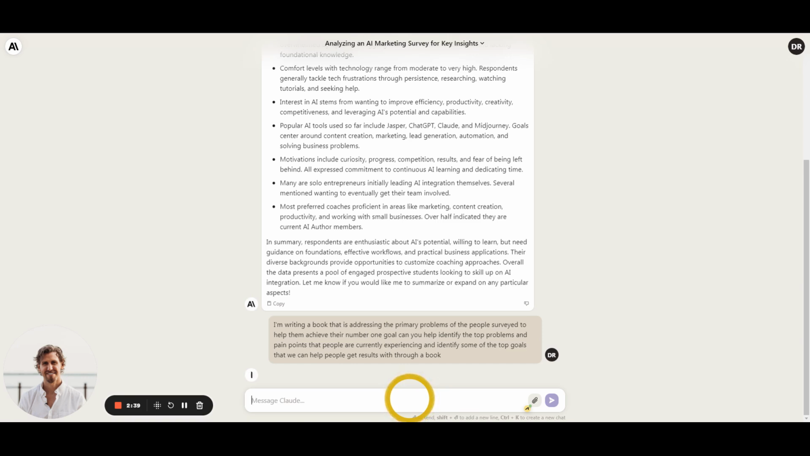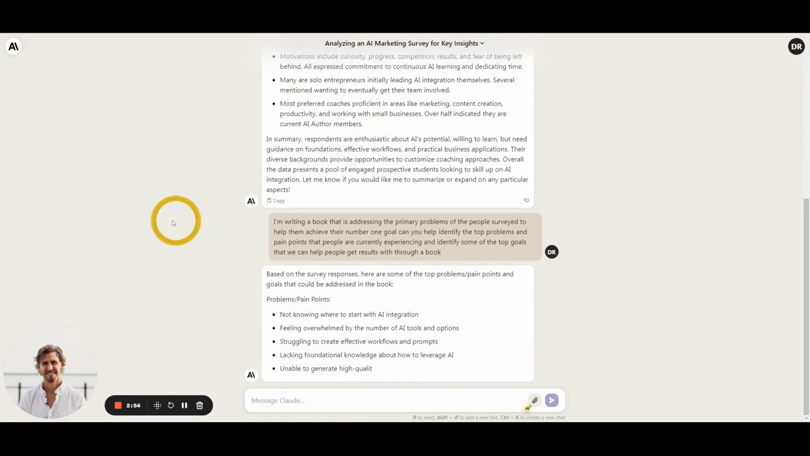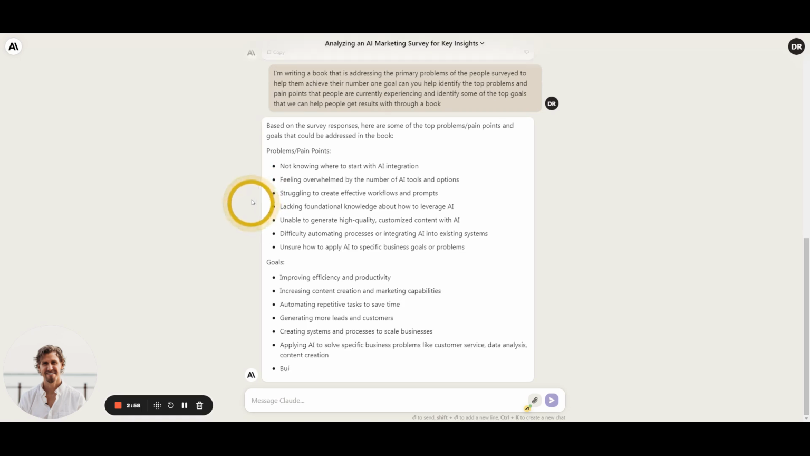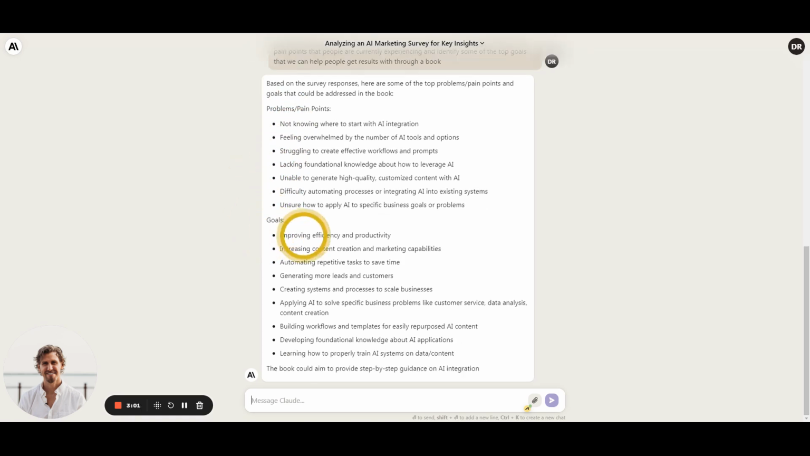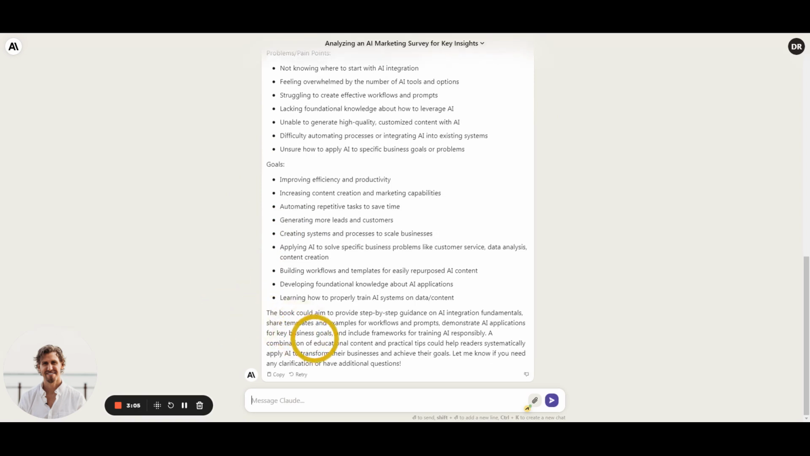Because at the end of the day, all of this context matters, and with Claude's ability to read back a lot of context, I think it's up to like 100,000 tokens or so in the past. In this case, it's now analyzing the problems and pain points, the different goals that people are looking to accomplish here. And the book can aim to provide a step-by-step example, things of that nature. From this point, this is great. So I'm going to give it one more second.